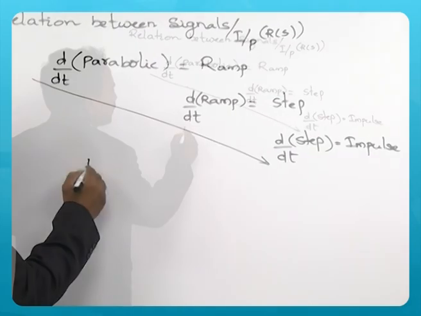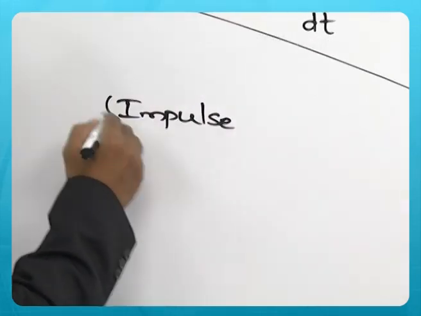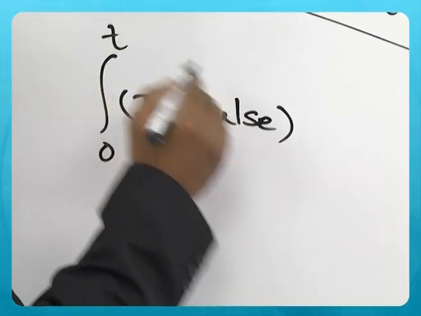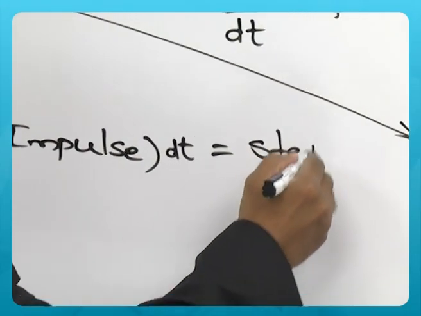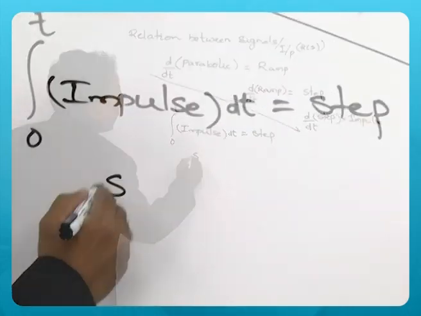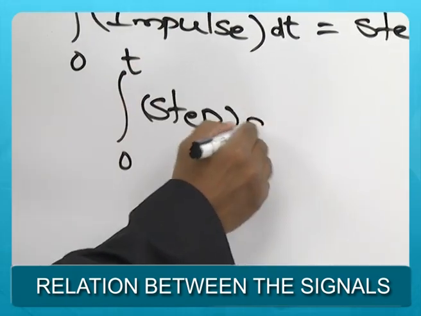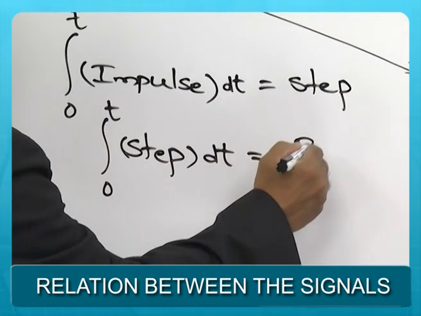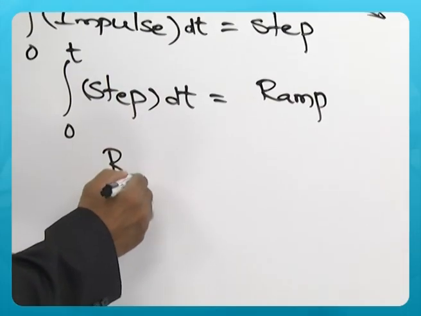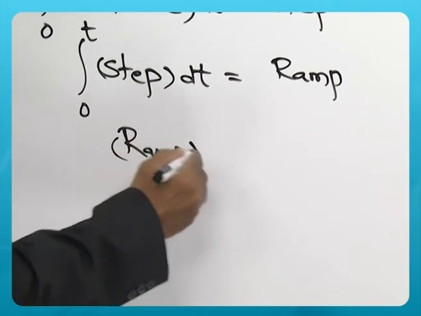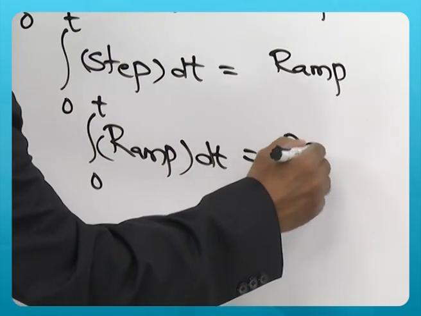If you know the impulse response, then integrate it, 0 to t impulse response dt, you get step. And if you know the step function response, then 0 to t dt is ramp. And if you know the ramp response, integrate it to get parabolic.